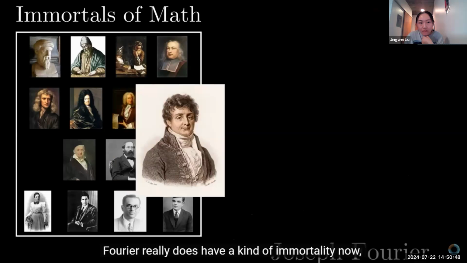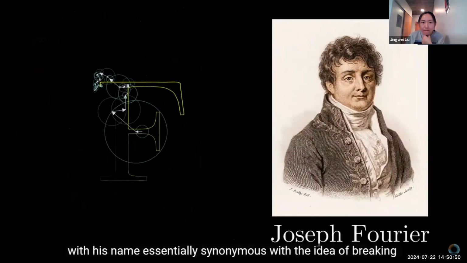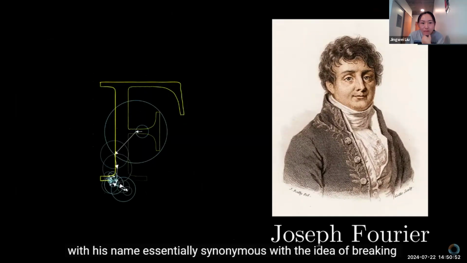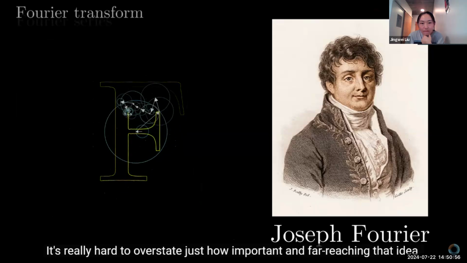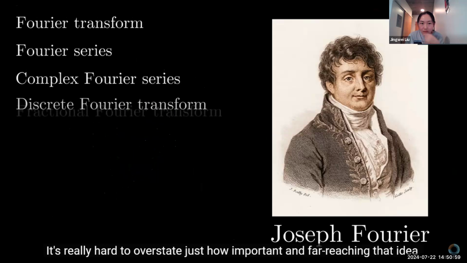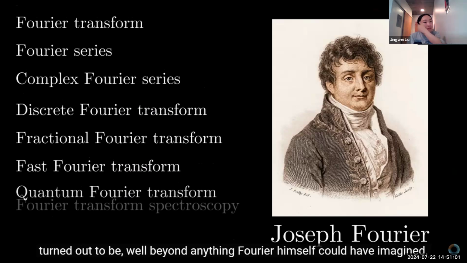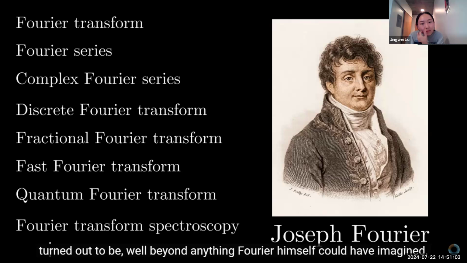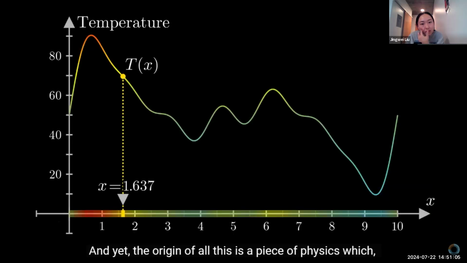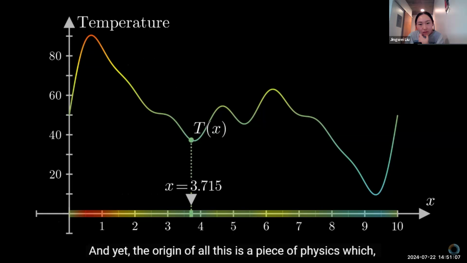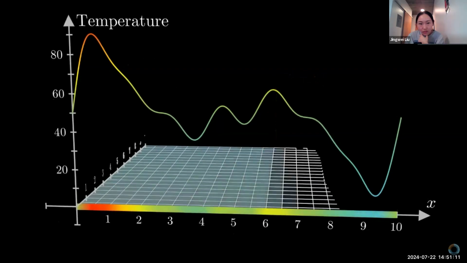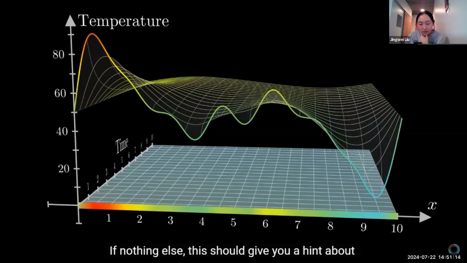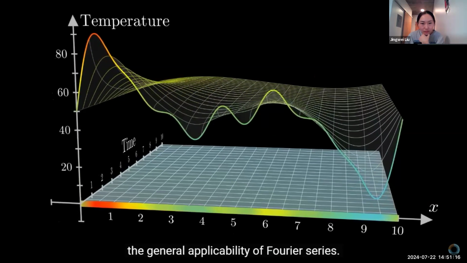Fourier really does have a kind of immortality now, with his name essentially synonymous with the idea of breaking down functions and patterns as combinations of simple oscillations. It's really hard to overstate just how important and far-reaching that idea turned out to be, well beyond anything that Fourier himself could have imagined. And yet, the origin of all this is a piece of physics which, at first glance, has nothing to do with frequencies and oscillations. If nothing else, this should give you a hint about the general applicability of Fourier series.